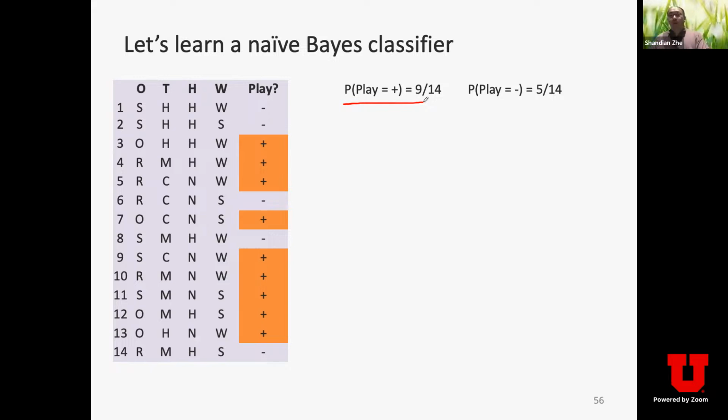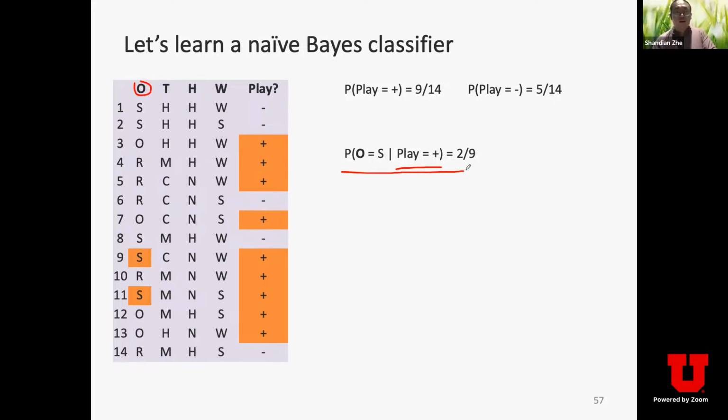Okay. And next, let us look at the conditional probability. Given the label is positive, what is the conditional probability that the overcast takes a certain value, say O equals S? Again, just the count ratio. Just look at how many positive examples, those marked as orange, and among these positive examples, how many examples whose overcast is sunny. We have 2. So this conditional probability is just 2 over 9.